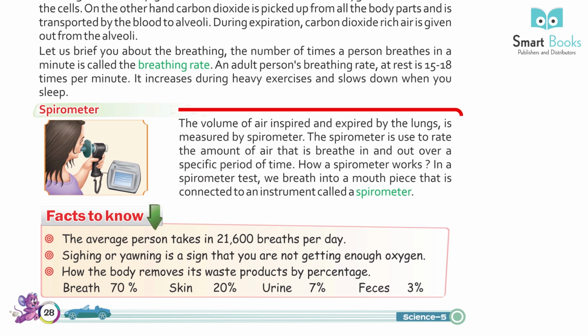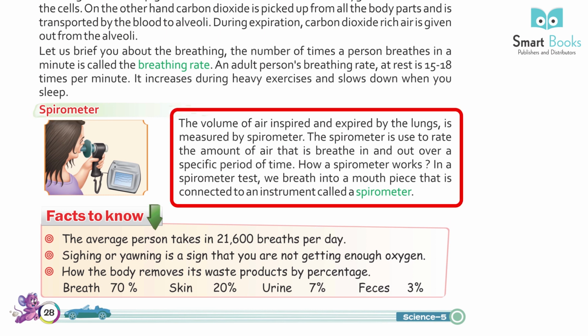Spirometer. The volume of air inspired and expired by the lungs is measured by a spirometer. The spirometer is used to rate the amount of air that is breathed in or out over a specified period of time. How a spirometer works. In a spirometer test, we breathe into a mouthpiece that is connected to an instrument called a spirometer.